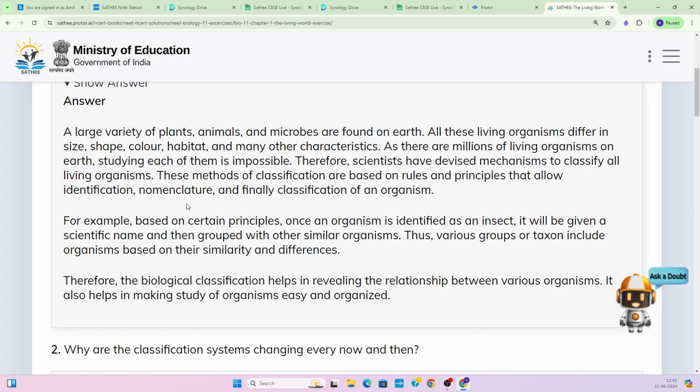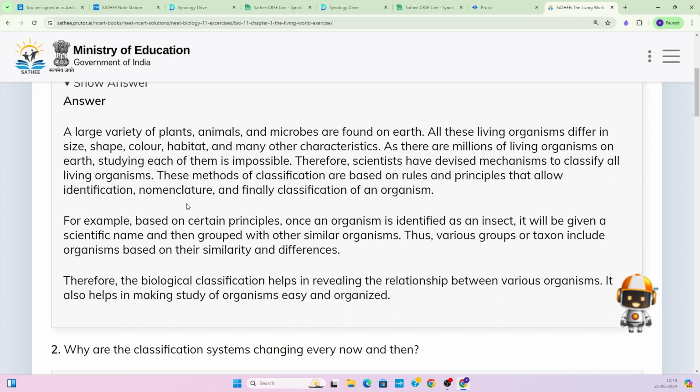So, for example, based on certain principles, once an organism is identified as an insect, this is taken as an example here. Suppose you have identified an organism as an insect, it will be given a scientific name and then grouped with other similar organisms, right? So you will note down the characteristics of that particular organism on the basis of morphological characteristics, anatomical characteristics, and also some cellular and biochemical characteristics, right?